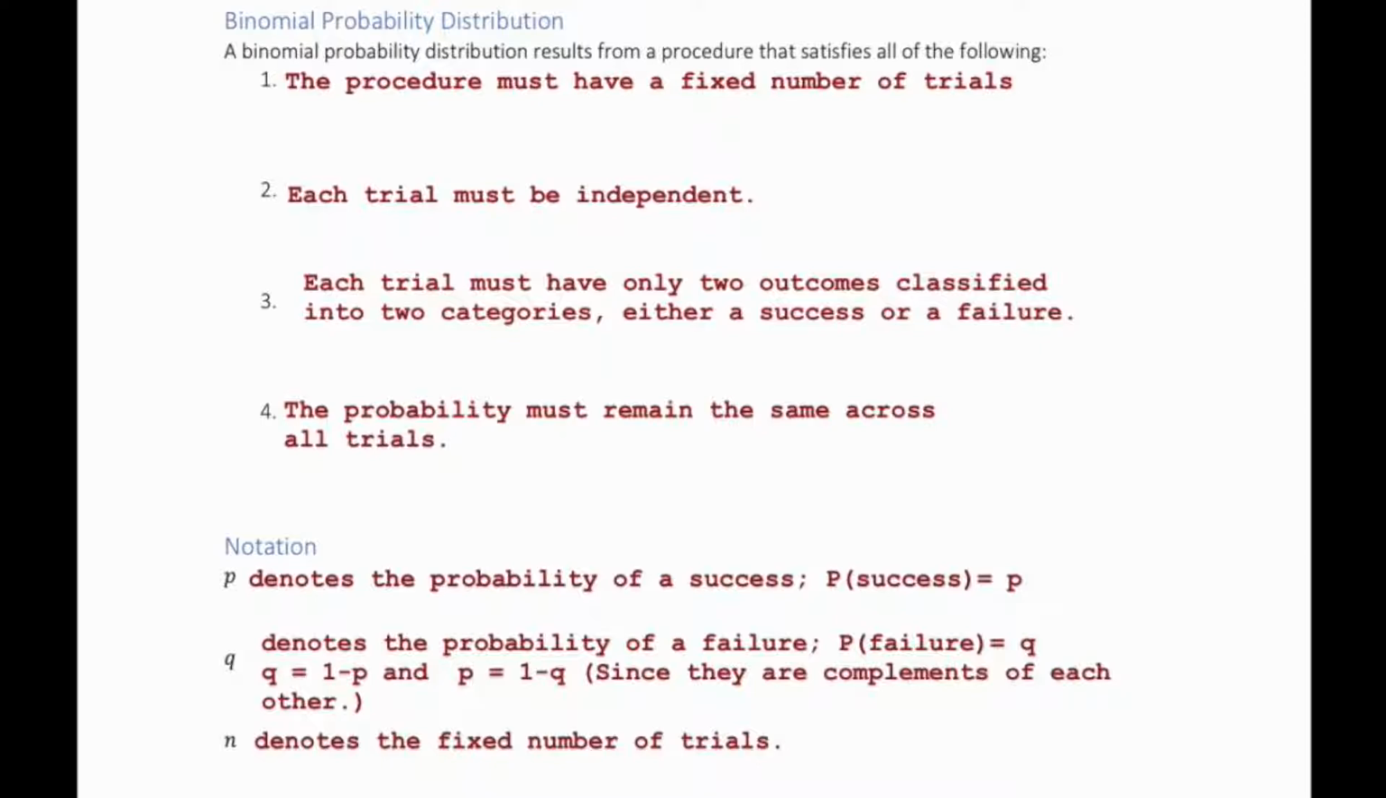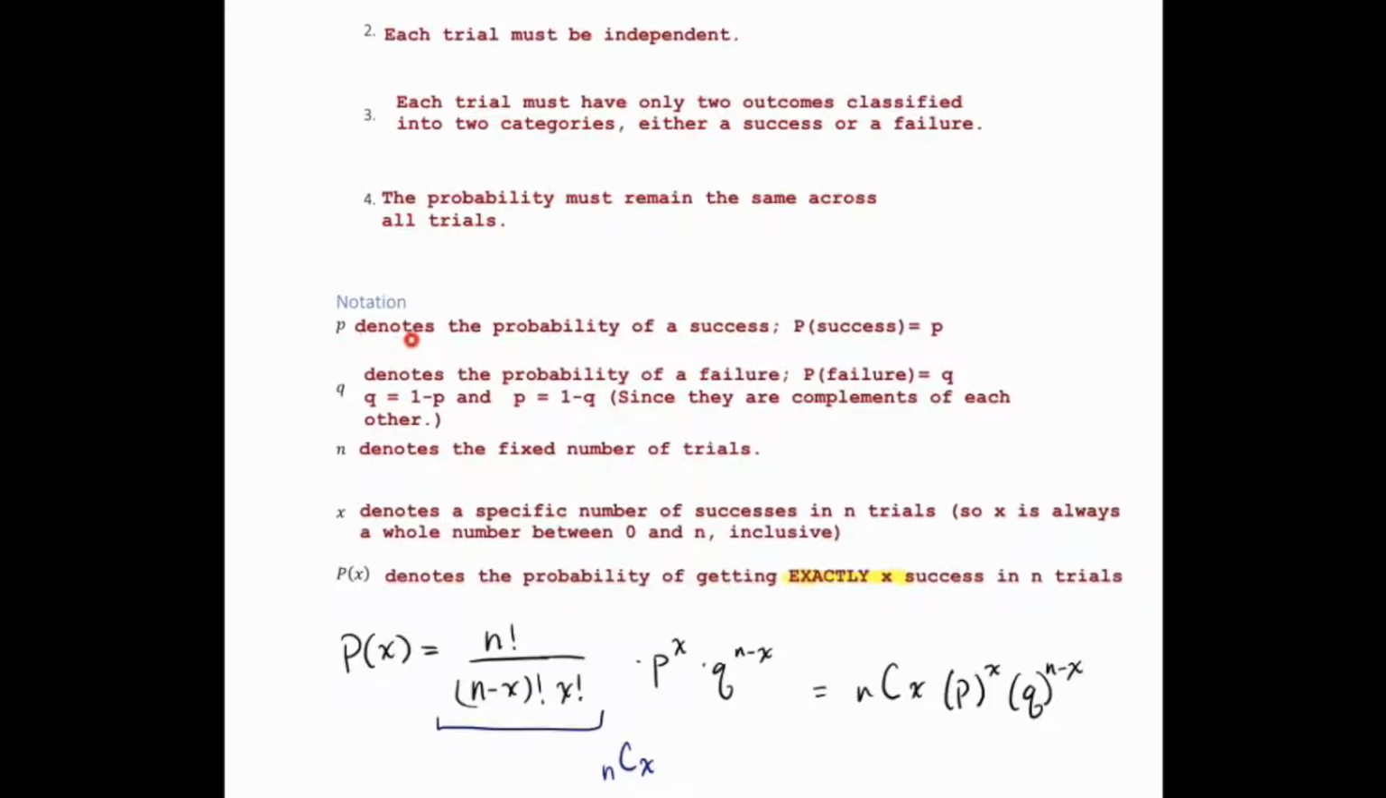Next, let's discuss notation. P denotes the probability of a success, so the probability of success equals little p. Q denotes the probability of failure, so the probability of a failure equals little q. And since success and failure are complements of each other, little q equals 1 minus p, and little p equals 1 minus q.